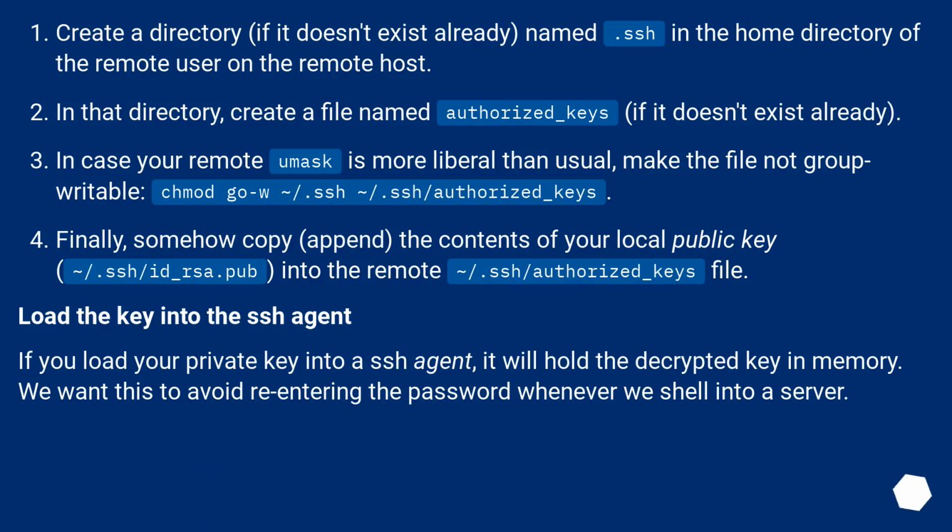Create a directory, if it doesn't exist already, named .ssh, in the home directory of the remote user on the remote host. In that directory, create a file named authorized_keys, if it doesn't exist already. In case your remote umask is more liberal than usual, make the file not group writable: chmod go-w ~/.ssh/authorized_keys. Finally, somehow copy, append, the contents of your local public key, ~/.ssh/id_rsa.pub, into the remote ~/.ssh/authorized_keys file.